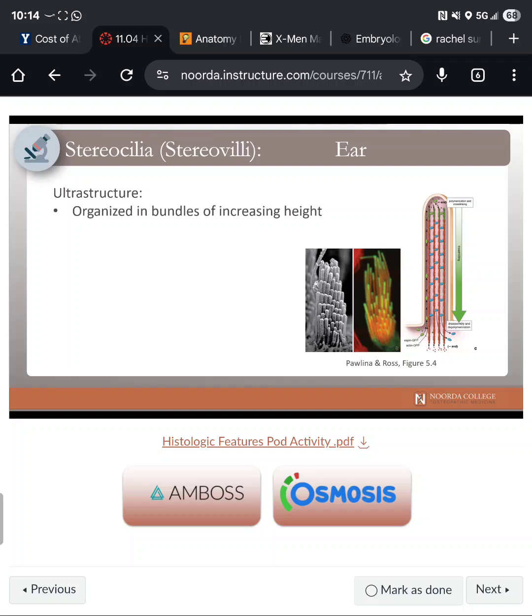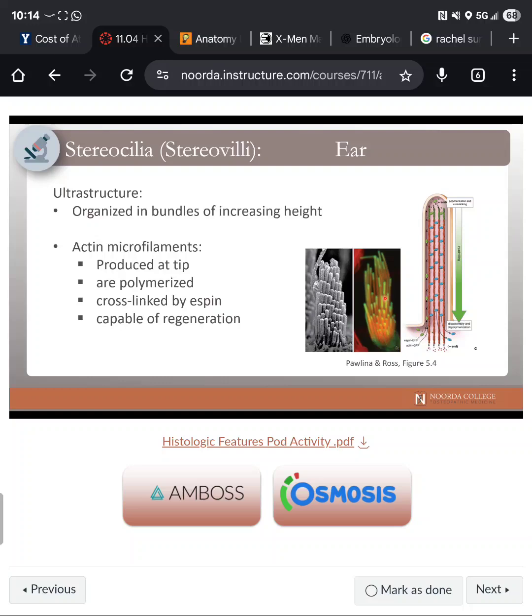The stereocilia in the ear are very unique in that they're organized in bundles of increasing height. It's very characteristic, and in a way kind of similar to the rock formations in Utah. What makes this very unique is that the actin microfilaments are produced at the tip, and they're polymerized and cross-linked by a protein called espin. As they grow in this direction, kind of like a treadmill effect, they become degraded and are remodeled. So they start off here, then grow downward, and eventually are remodeled and recycled.